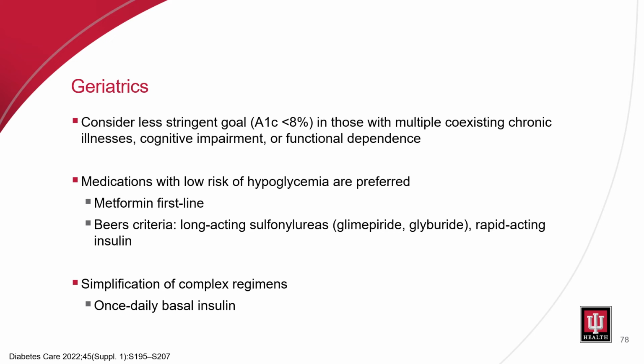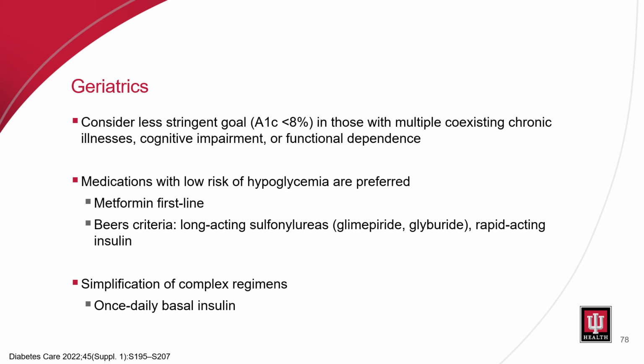I do want to point out the diabetic medications that are on the Beers criteria. First are the long-acting sulfonylureas, glimepiride and glyburide, due to the increased risk of prolonged hypoglycemia with the long-acting sulfonylurea formulations. And then rapid-acting insulin also makes it on the Beers list due to the pretty rapid decrease in blood glucose. You can still utilize these agents in our geriatric patient population, you just have to do so with these specific risks in mind.